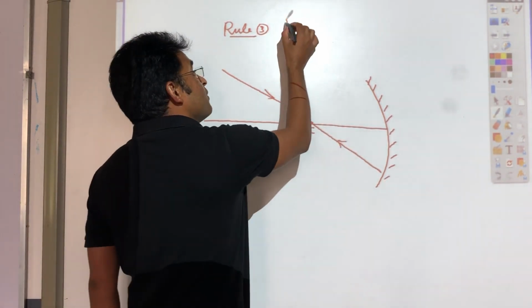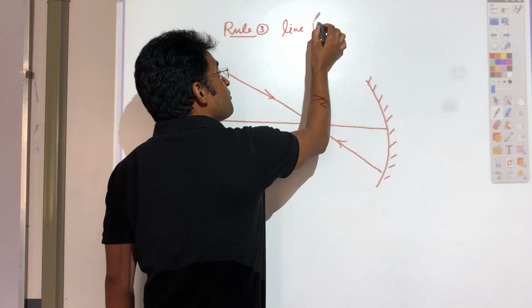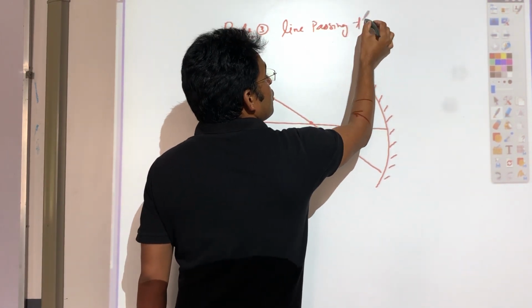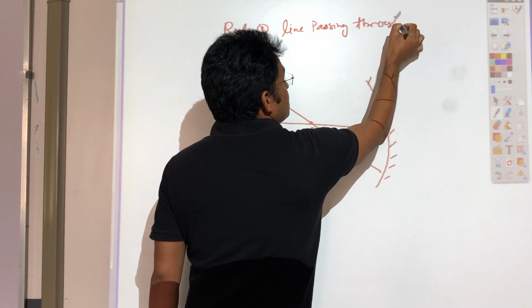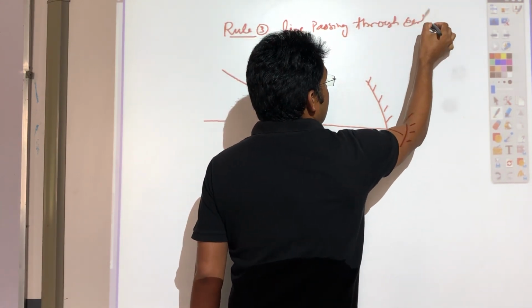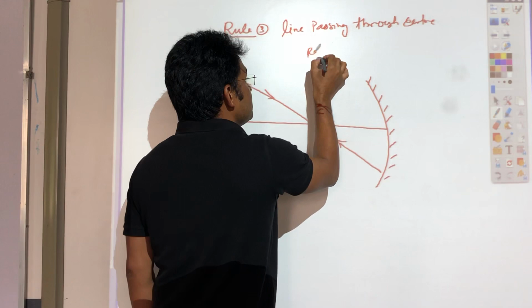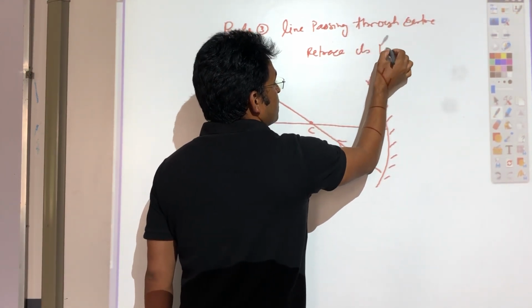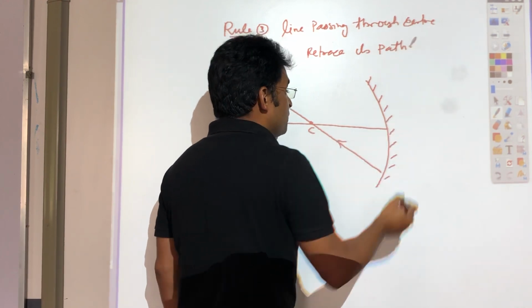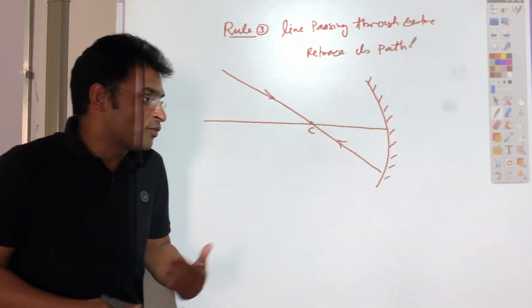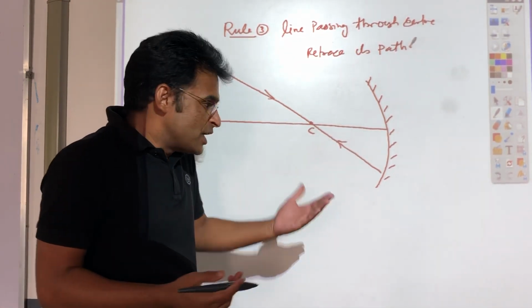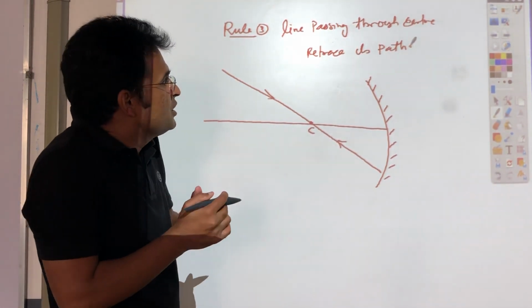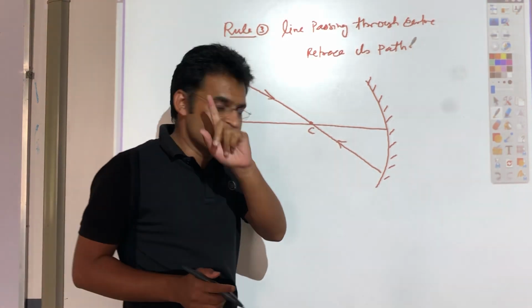So a line passing through the center retraces its path. Means it will return back by the same path. Whatever line passes through the center, it will retrace its path and return back by the same path. So this is the third rule.